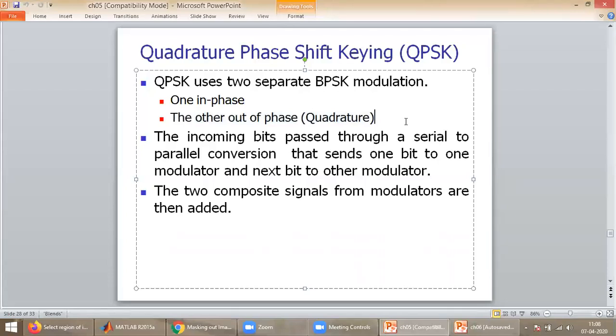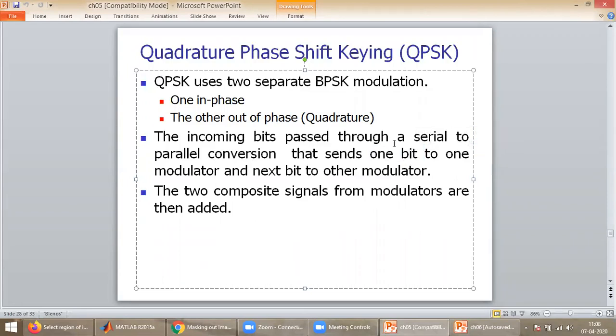We will see how quadrature phase shift keying method works. Incoming bits pass through a serial to parallel conversion. So here, serial bits are converted into parallel bits. Then one bit is sent to one modulator, and the next bit is sent to another modulator.